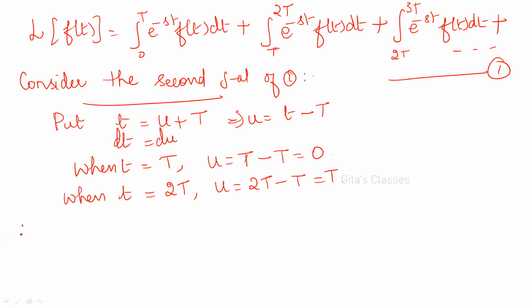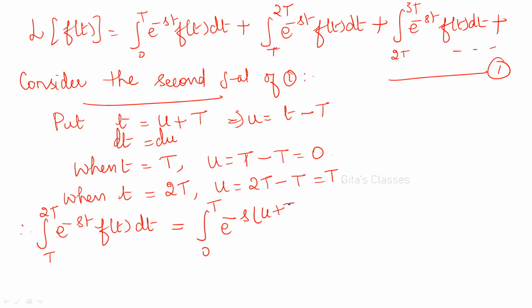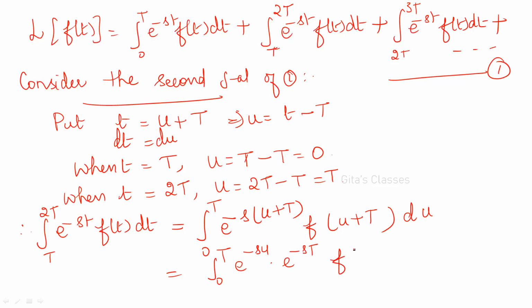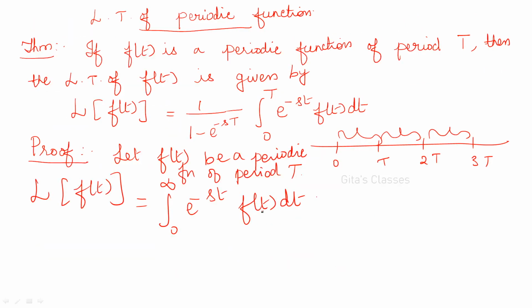Therefore, the second integral, T to 2T e power minus st f(t) dt, is equal to integral 0 to T. I am going to change from t to u. So e power minus s into (u plus capital T), into f(u plus T), into dt, which is du. This is equal to integral 0 to capital T e power minus su into e power minus sT, and this can be written as f(u) du. Why can I write like this? f(u plus T) I am writing as f(u), because we have assumed that the function is a periodic function of period T.